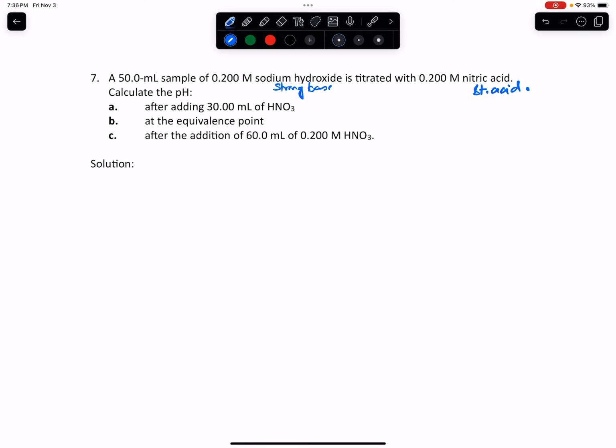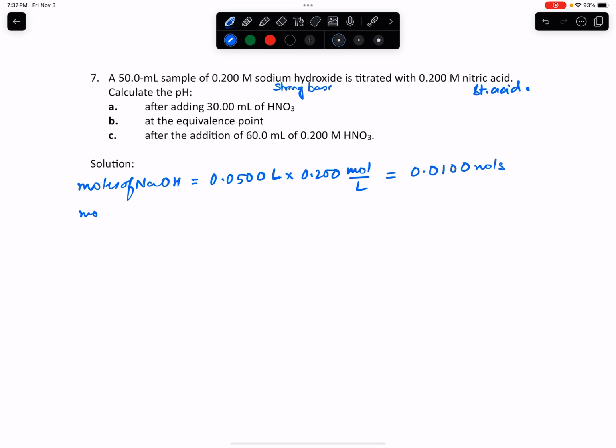The first thing we'll write is moles of NaOH. That is equal to 50 mL. We want to convert that to liters, which is 0.050 liters, times the concentration, which is 0.200 moles per liter. That gives me the number of moles, which ends up being 0.0100 moles.